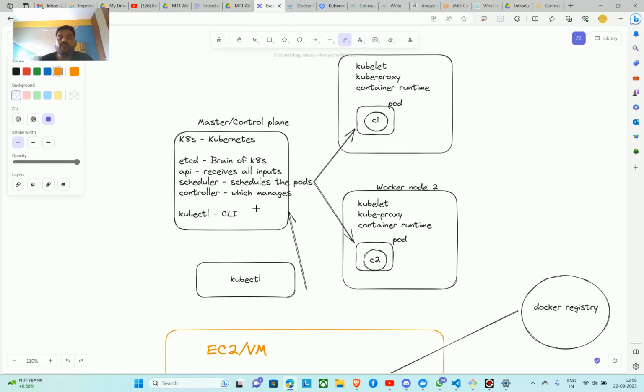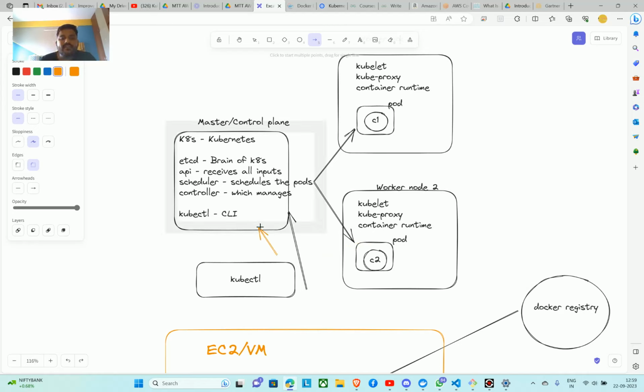So this is the overall flow. If I had to write the flow again, we give any command via kubectl, and kubectl talks to this API server. The API server stores that information in the etcd and tells the controller, and the controller tells the scheduler. This scheduler, via the API, talks to the kubelet and schedules the pods. So this is how the architecture behaves overall. Everything is done by kubectl.